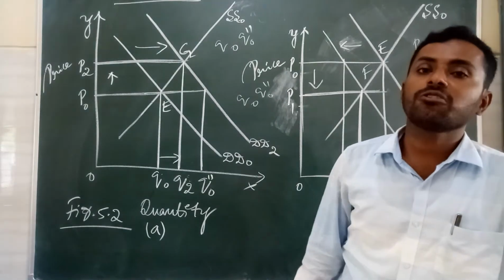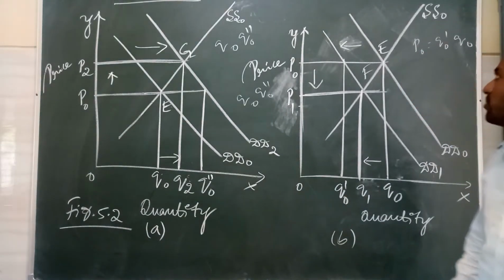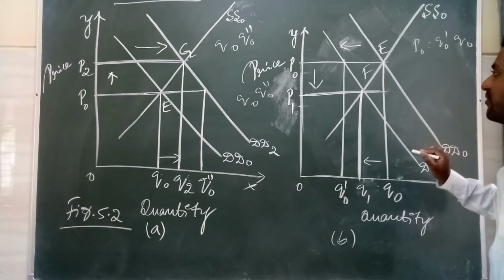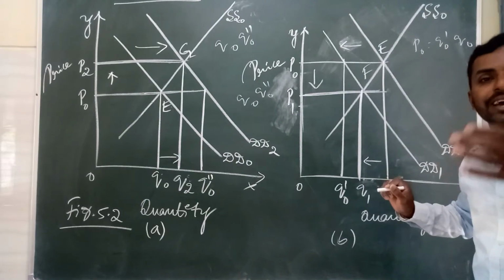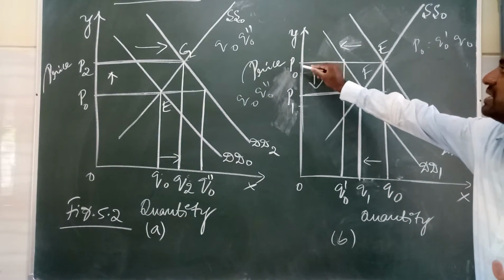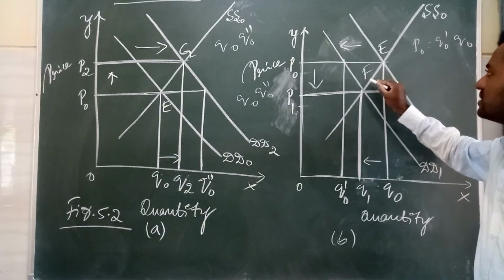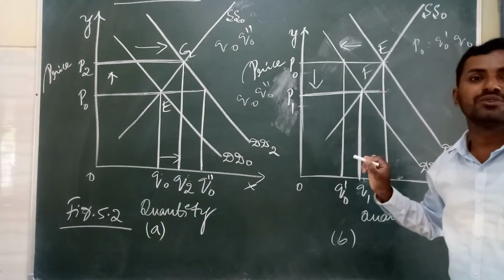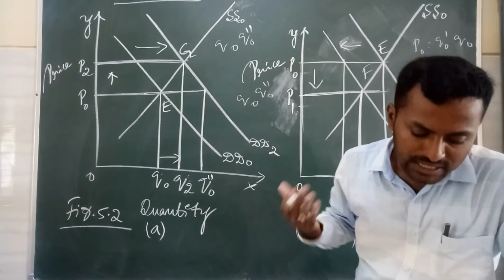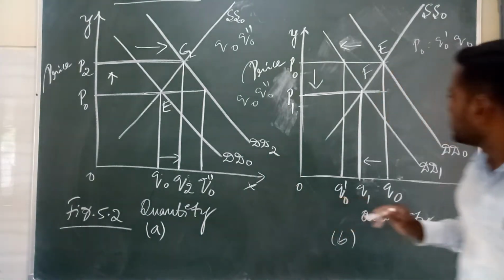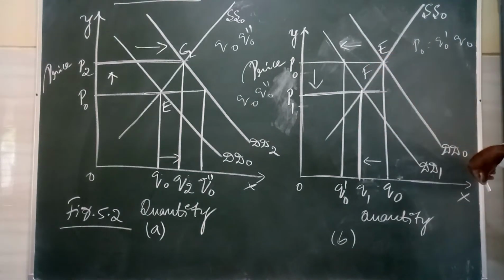Then the new equilibrium point will be attained. That is the new equilibrium point F. The firms will reduce the prices from P0 to P1. Then F is the new equilibrium point at the demand curve DD1.